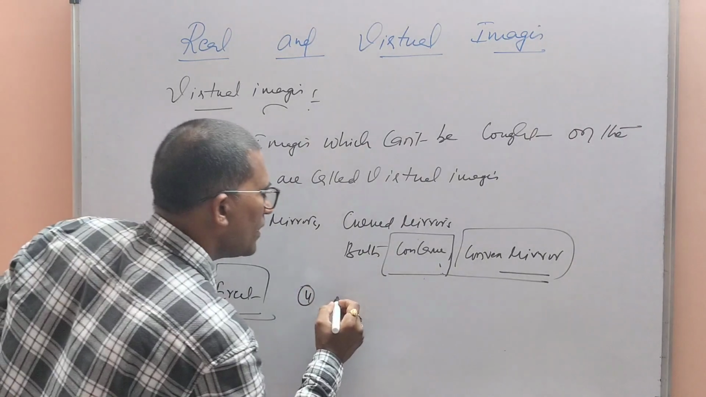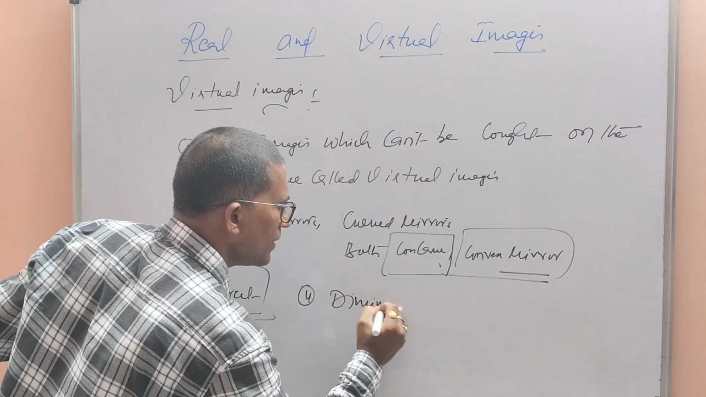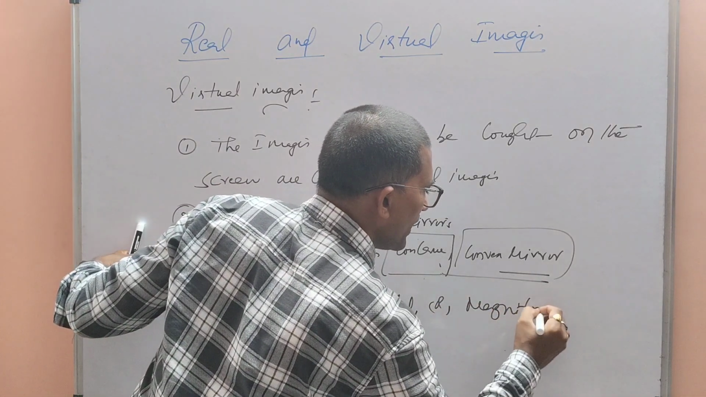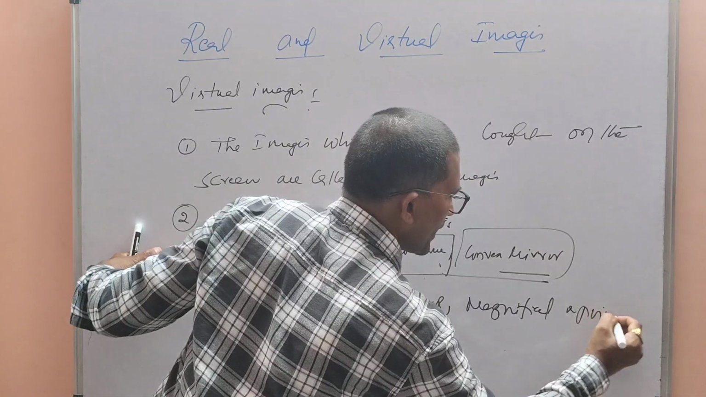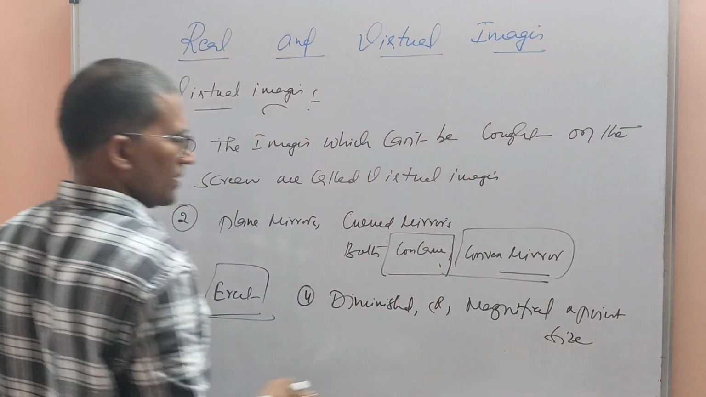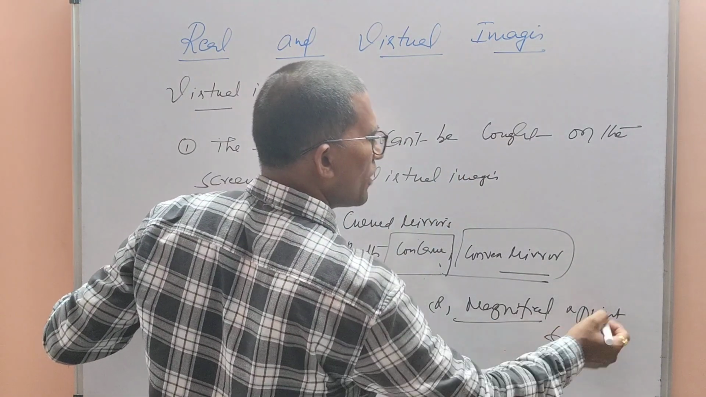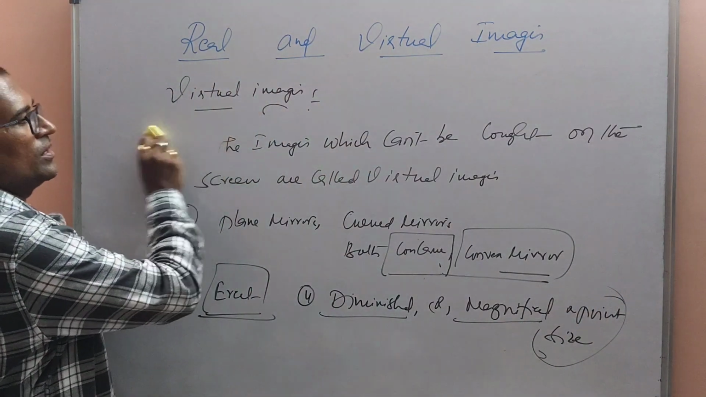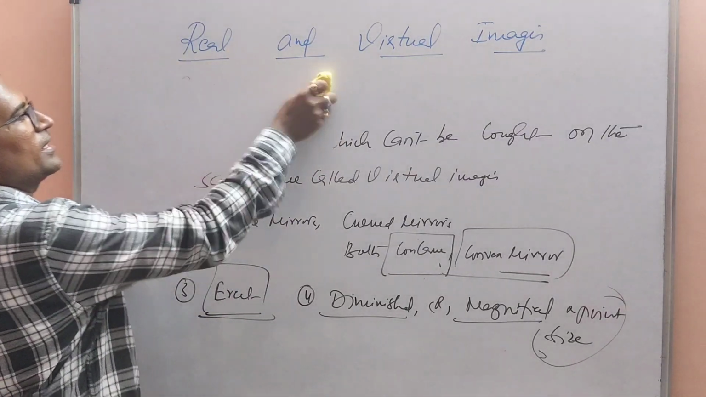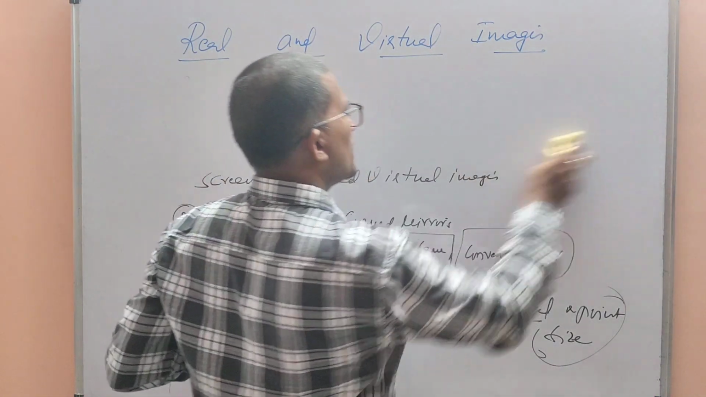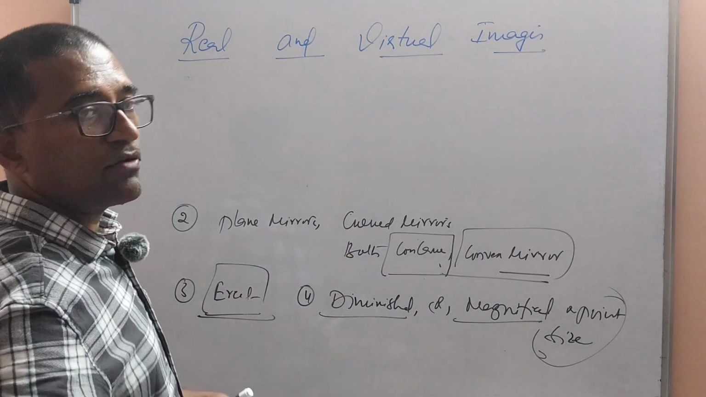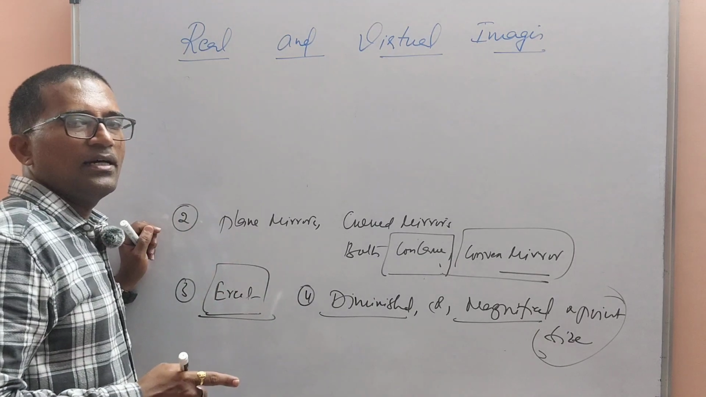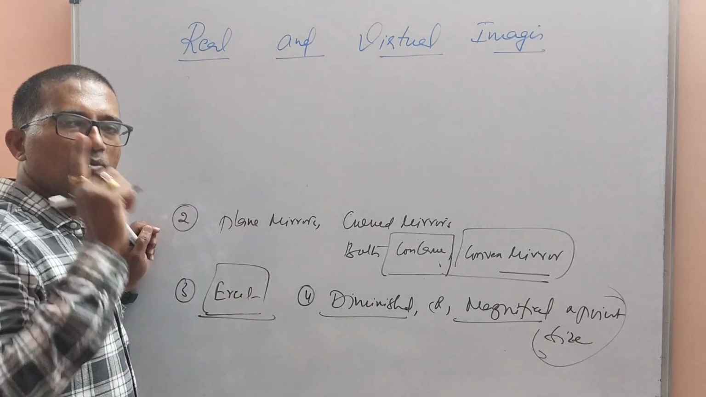And next, these are diminished or magnified or point size. They might be diminished, magnified, or point-sized images. Understood? So you have to remember these four points. And why will a convex mirror always form virtual images? Because the convex mirror diverges the reflected light rays. That is the reason it always forms only virtual images.